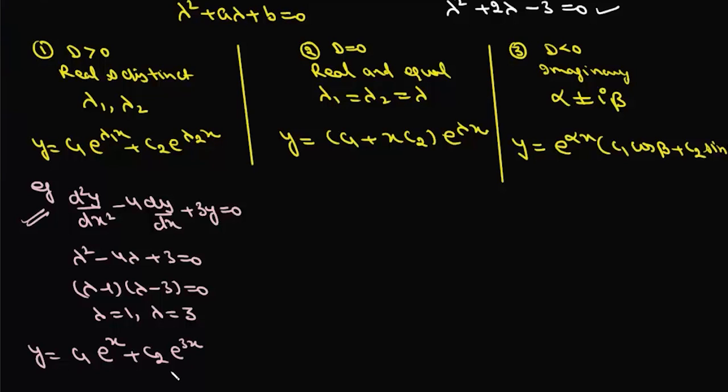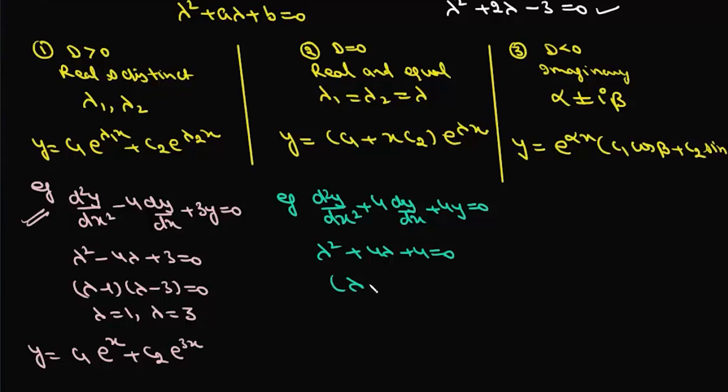So the solution of this differential equation is y equals c1 e to the power x plus c2 e to the power 3x. Let's take an example for the second case. Suppose the equation is d2y upon dx square plus 4 dy by dx plus 4y equals to 0. Now the characteristic equation will be lambda square plus 4 lambda plus 4 equals to 0. So we can write (lambda plus 2) whole square equals to 0.